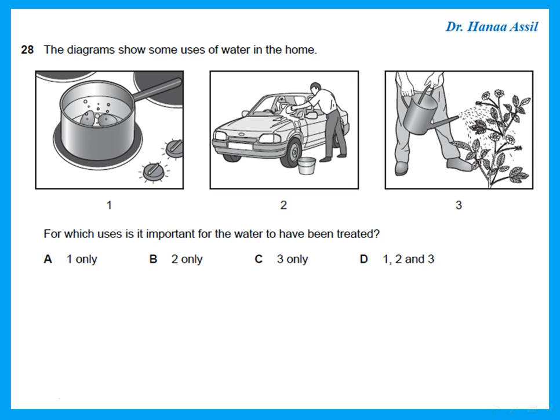Diagrams show some uses of water in the home. For which uses is it important for the water to have been treated? Treated means I filter it to remove insoluble solids and I add chlorine to kill harmful bacteria. So for which of these is that important? Remember that it's important for cooking or in any relation to food, but I don't need it to wash my car or to water the plants. So the only one that needs pure treated water is the cooking in diagram 1.